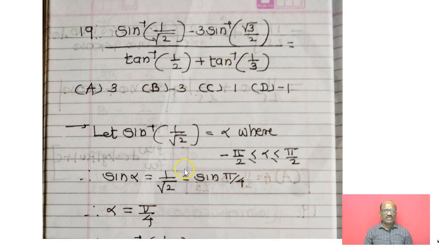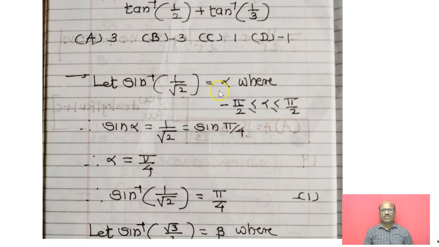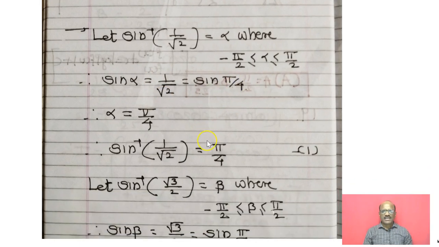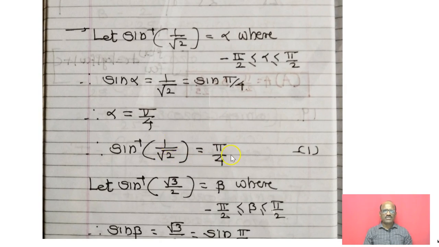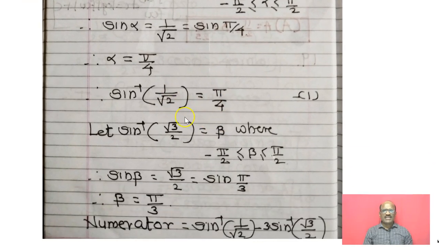Now we will find the value of sin inverse of 1 upon root 2, that is equal to alpha, and its value lies between minus pi by 2 and plus pi by 2. That is, sin of alpha is equal to 1 upon root 2, which is nothing but pi by 4. So sin inverse of 1 upon root 2 is equal to pi by 4. Sin inverse of root 3 upon 2 is equal to beta, again with its value lying between minus pi by 2 and plus pi by 2. That is, sin of beta is equal to root 3 upon 2, and the angle is nothing but pi by 3.